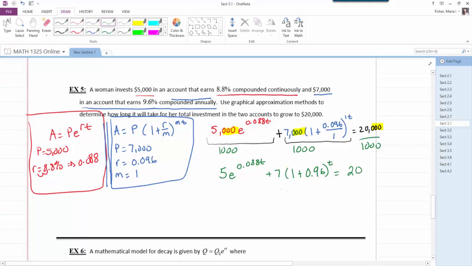So now I'm going to put this into a calculator, and what I'm looking for is the point of intersection. I'm trying to figure out, when does this equation intersect this equation? Because the value of the intersection, the x value of that intersection, is going to tell me what t is. So we're going to look for the point of intersection between these two graphs. So let's grab our graphing calculator.